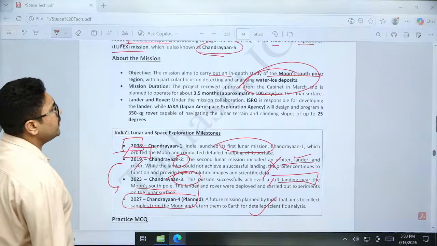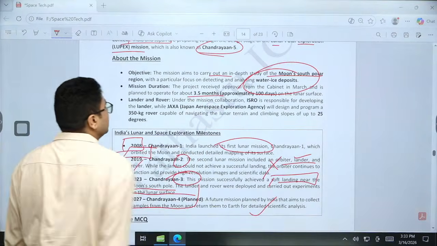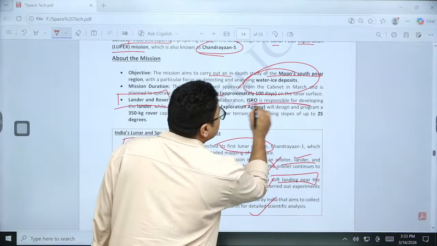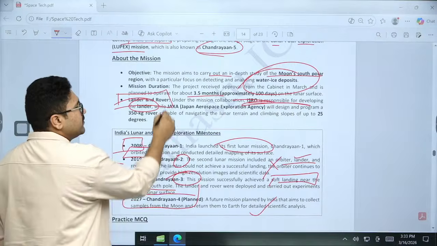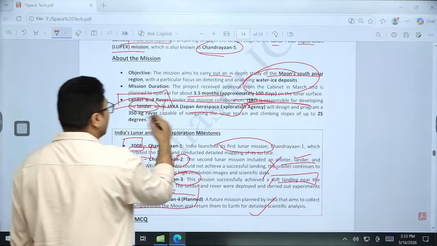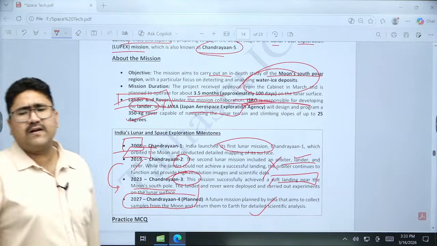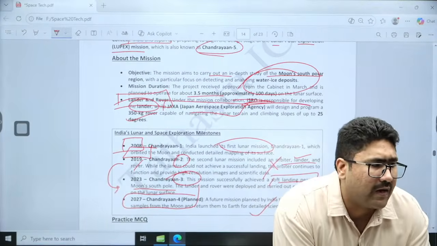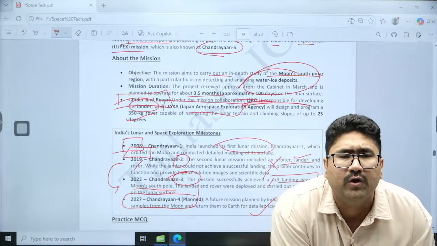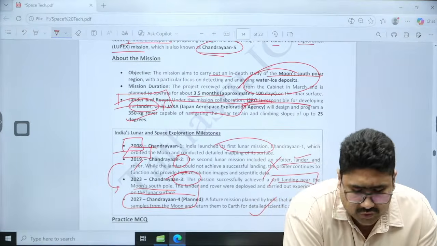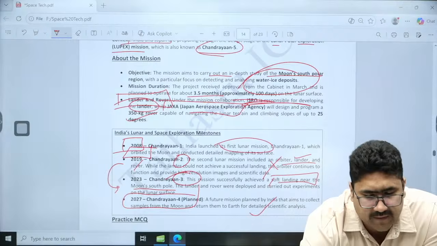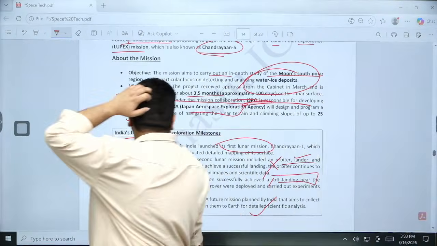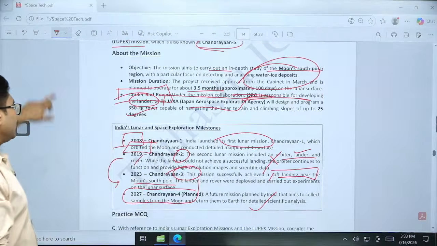The mission duration is about 3.5 months. There will be a lander and a rover. ISRO is responsible for developing the lander, and Japan is responsible for building the rover. The lander is the instrument that is going to land on the surface of the moon, and the rover is the instrument that is going to move on the surface of the moon. That is why ISRO and Japan have collaborated together.